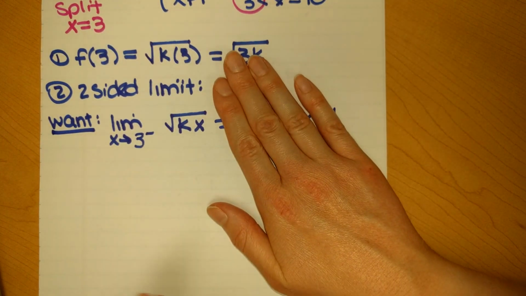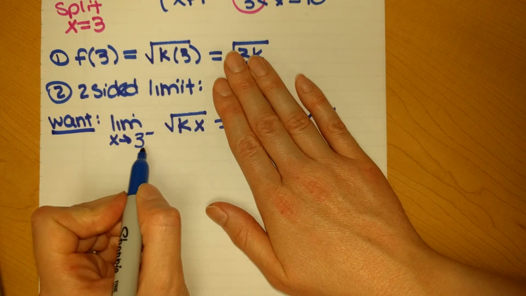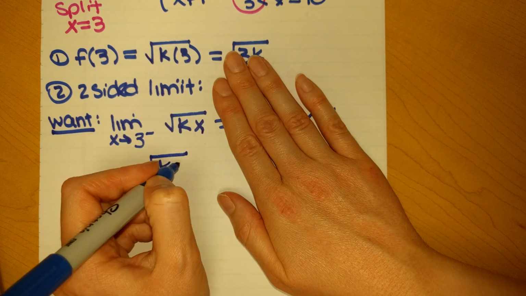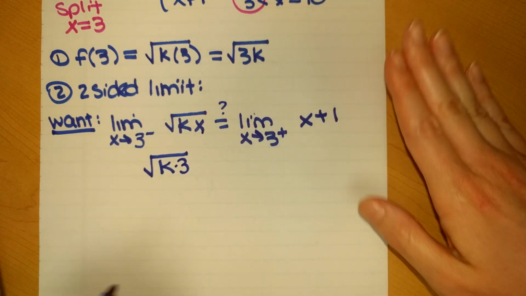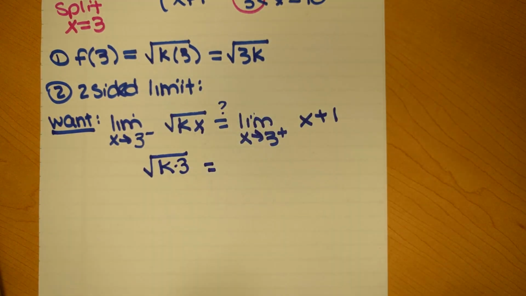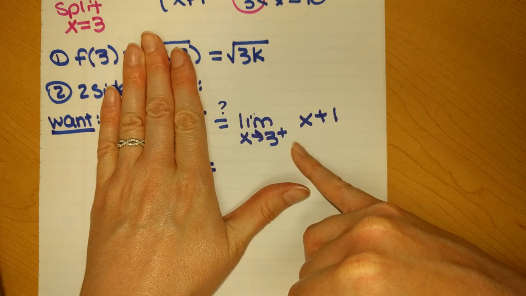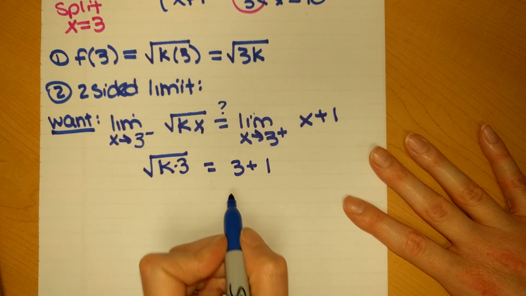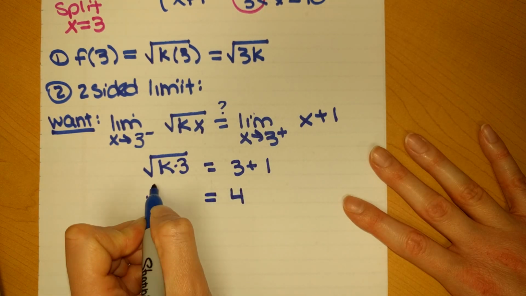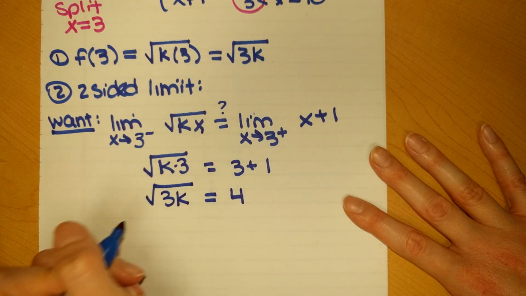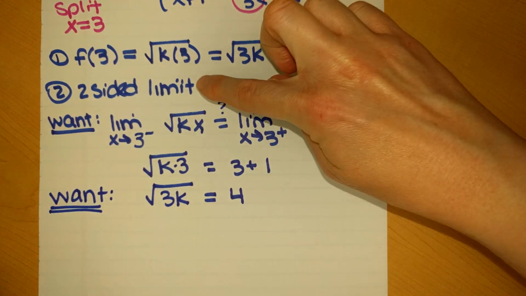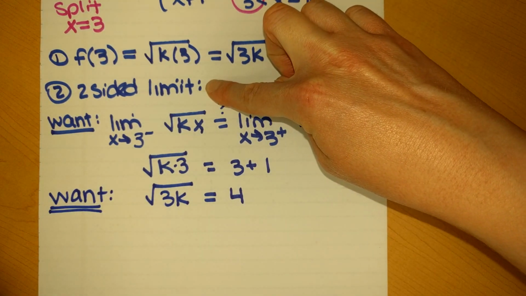Now if you just look at evaluating the left-hand limit, x is going to 3, so you would plug in a 3 for x. So you would have k times 3 underneath the radical. Over here, to evaluate the right-hand limit, you would plug in 3 for x and get 3 plus 1. So you have 4 is equal to the square root of 3k. Now, that is what we want, because if we have that, then that will ensure our two-sided limit does exist.